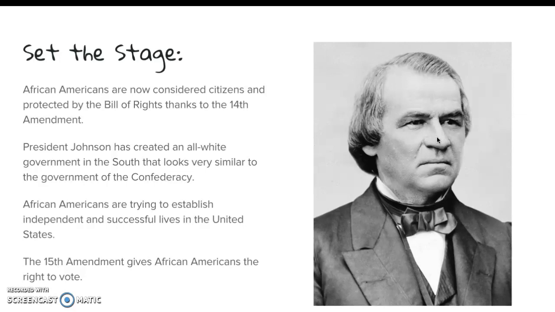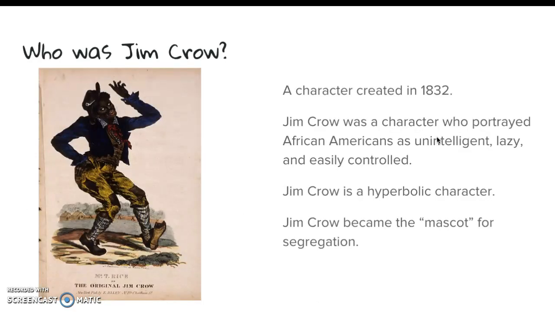But just like many of the other freedoms that they were given, loopholes were found, and we're going to talk about kind of what some of those loopholes are. So first we need to know, who was Jim Crow. We kind of talked about this already in the vocabulary side, but he was created in 1832. The important thing to know about Jim Crow was how he portrayed African Americans. He portrayed them as unintelligent, lazy, and easily controlled.